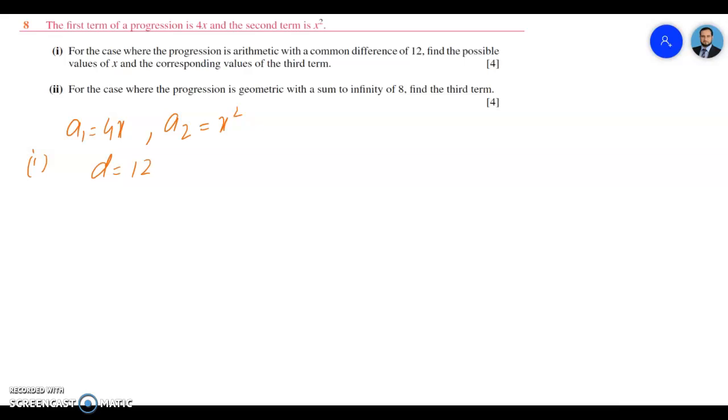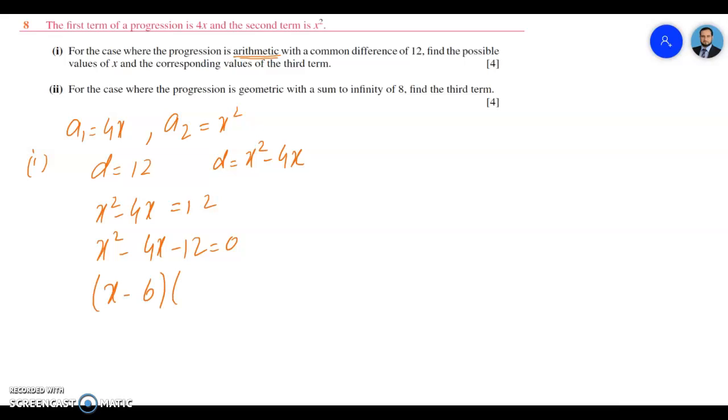Okay, so here we know the first term and the second term. Since this is an arithmetic progression, it must have a common difference, so the difference should be the second term minus the first term, and since we know the difference is equal to 12, x squared minus 4x is equal to 12, so x squared minus 4x minus 12 is equal to 0. So we can factorize this, and here we can get the values of x, which are x is equal to 6 or x is equal to negative 2.